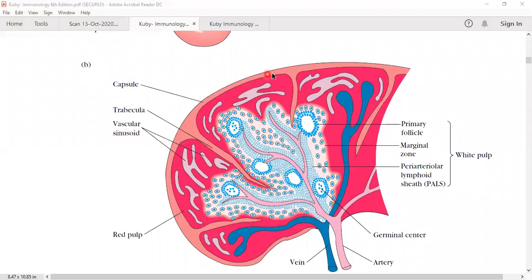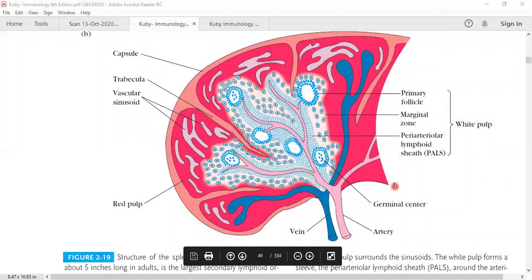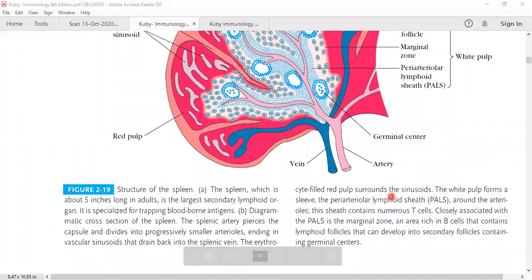So also it has a capsule very similar to the thymus. We have also seen the capsule in the case of thymus and lymph node. And there are connective tissue strands which go deep into the organ. These are called trabeculae, connective tissue strands which divide the spleen into chambers. All right. So what is happening exactly?